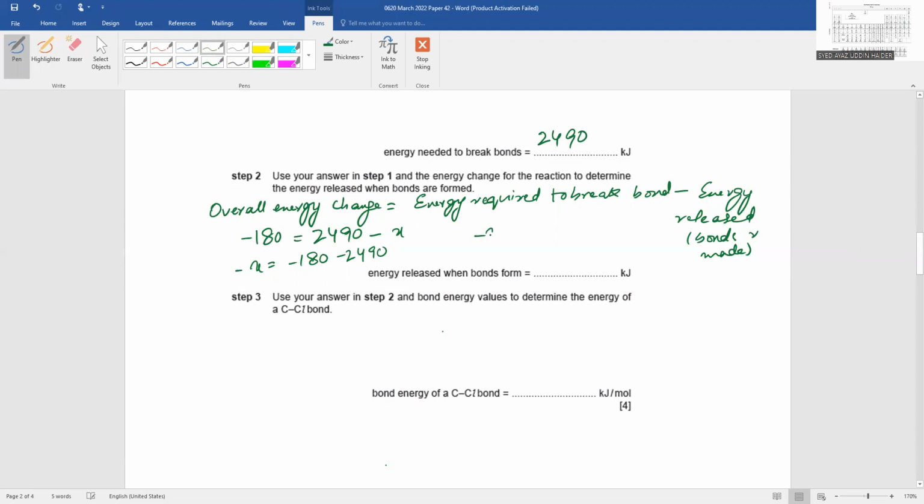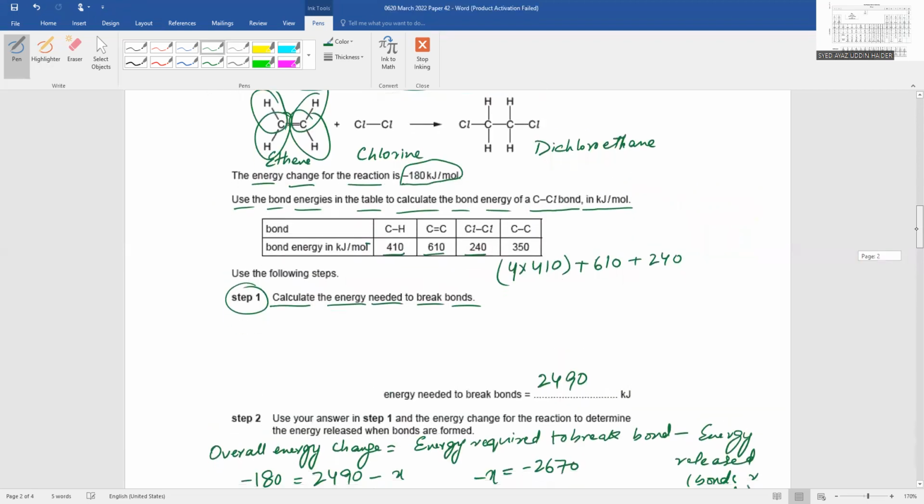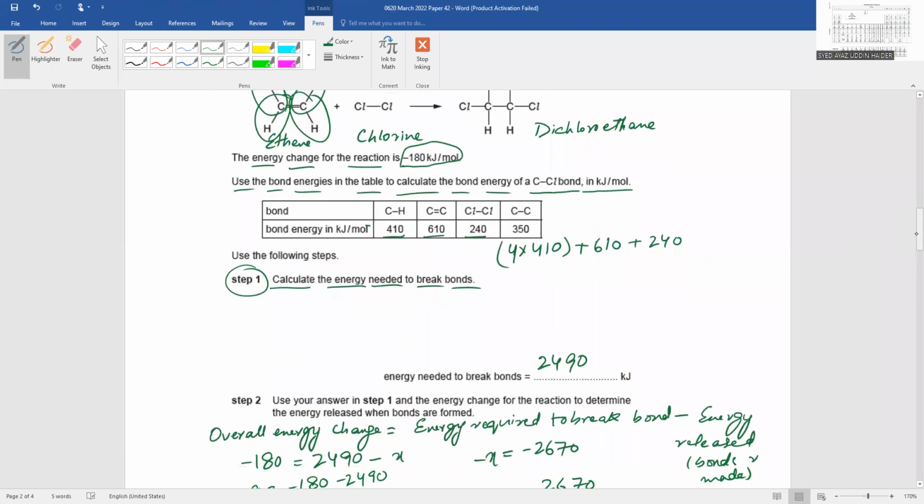So the answer is minus x is equal to minus 2670. So the final answer is 2670. Use your answer in step 2 and bond energy values to determine the energy of the C-Cl bond. If you look at the data table, the C-C bond and the C-H bond are given. So what we will do? We will add up these bonds.